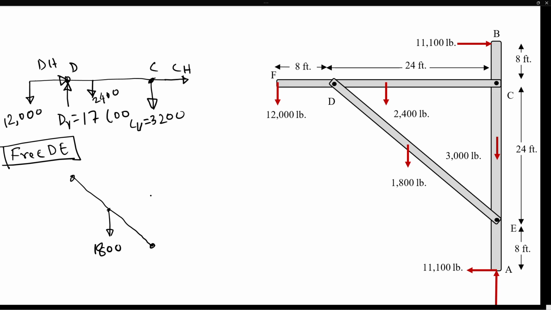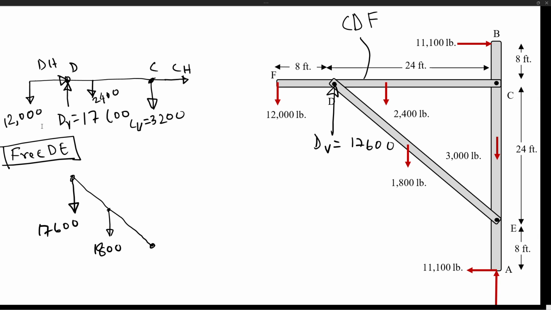That's not going to change. One thing you have to remember is that when you are considering that CDF member, the reaction at point D was acting upward. So the associated member will have the exact same force. However, it's going to be in exactly the opposite direction. So for the DE member, that same 17,600 will have the exact same value. However, it's going to act in exactly the opposite direction.